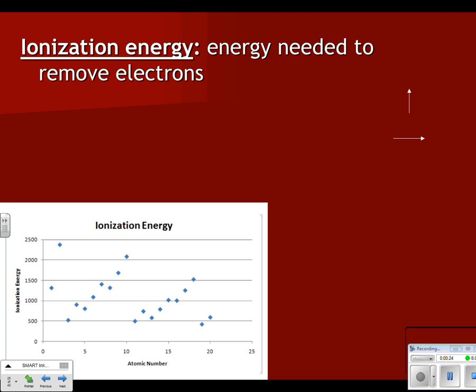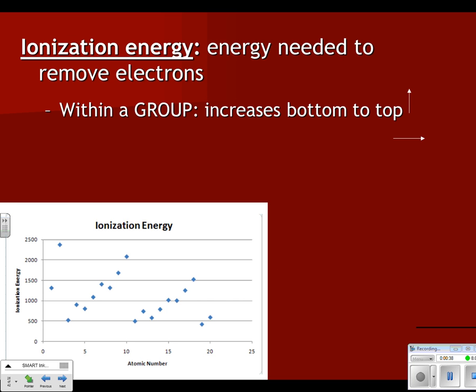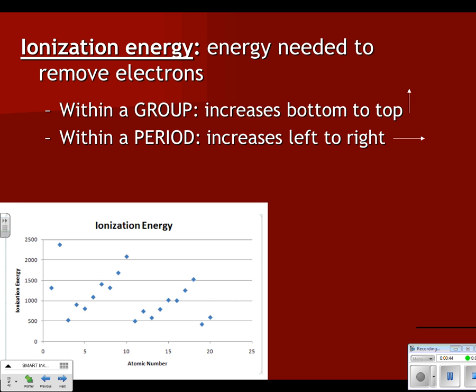As the ionization energy increases, that means it's going to be harder, it's going to take more energy to remove electrons. So the higher the ionization energy, the less likely it is to lose electrons. The lower it is, the easier it is to remove them. The trend is that within a group, up and down in the columns, it increases as you go up. Within a period, though, it increases as you go to the right. So really this is the same trend as some of the other ones you'll see or have already seen. It increases up and to the right.